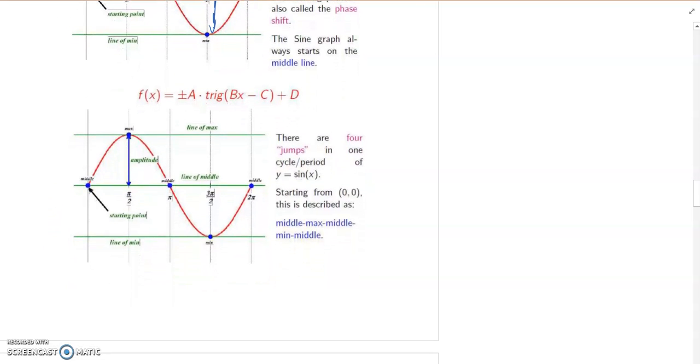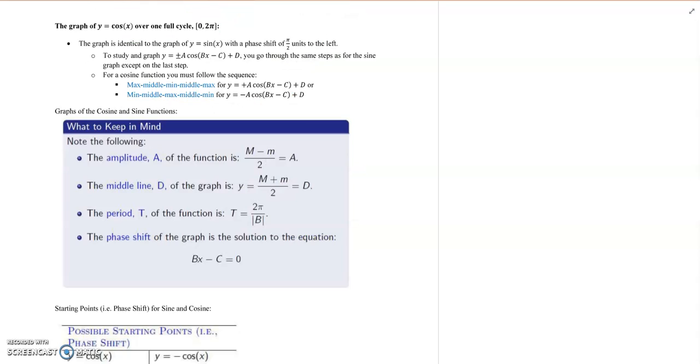Here is also the sine, but it just has some of the details. The middle, the max, middle, min, middle. We'll talk about this when we're graphing. There are some key things you have to keep in mind. The amplitude, which is A, is always found by doing the maximum minus the minimum divided by 2. In the equation, if this is 5 sine x, 5 would be our amplitude.